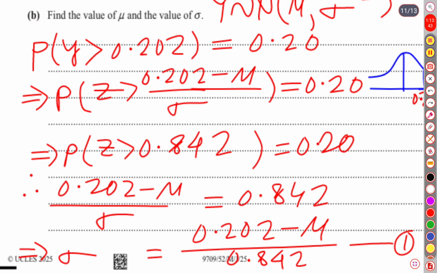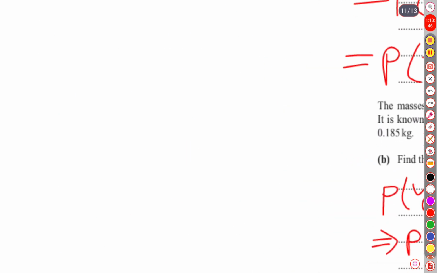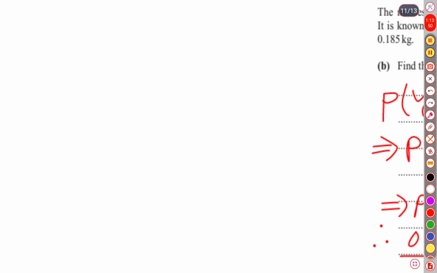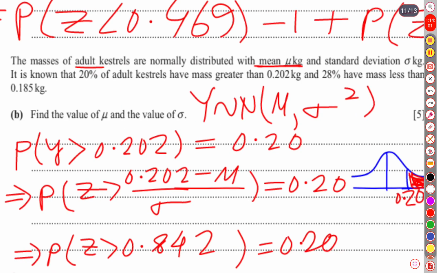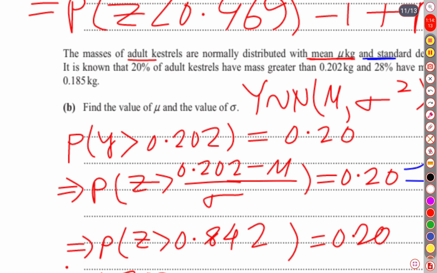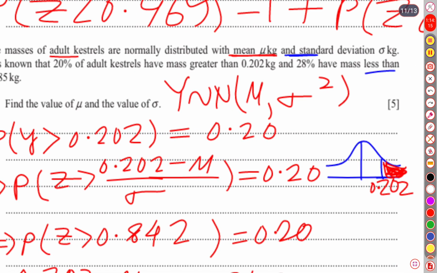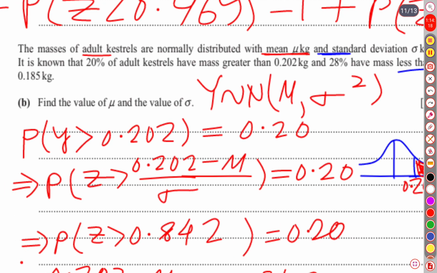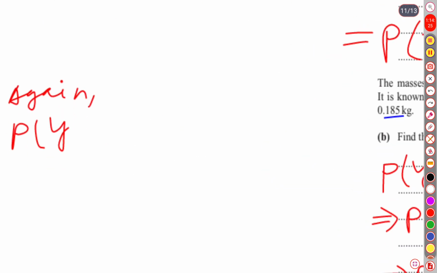Now let us choose some space so that we can write the final case. For the final one, we can write here again: probability of y less than or greater than. Let us see. The second scenario is 28% of the birds have masses less than 0.185 kg. So we will just substitute these values.